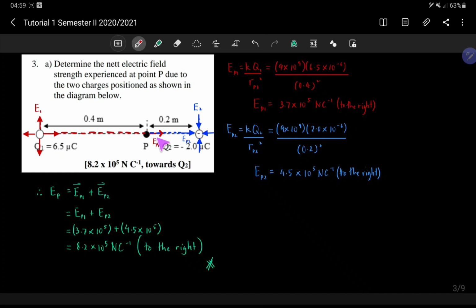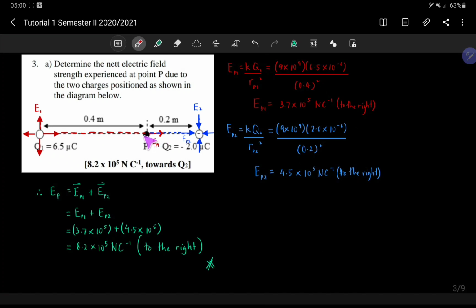So we need to find the direction of the electric field exerted by Q1 and Q2 separately. This is point P and this is Q1. For E exerted on P by Q1, we just elongate the line. E exerted on P by 1 is directed to the right. That one is EP1. We just take this E only and ignore the others, because P is located at the right side of Q1.